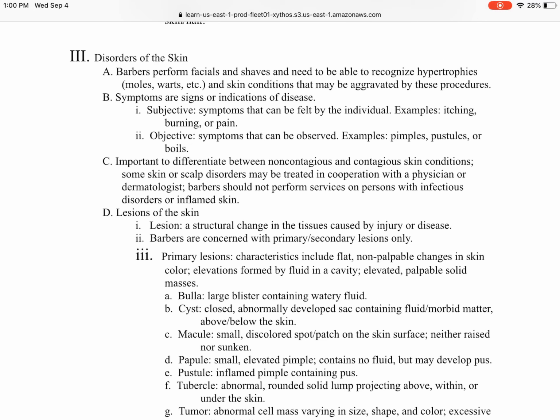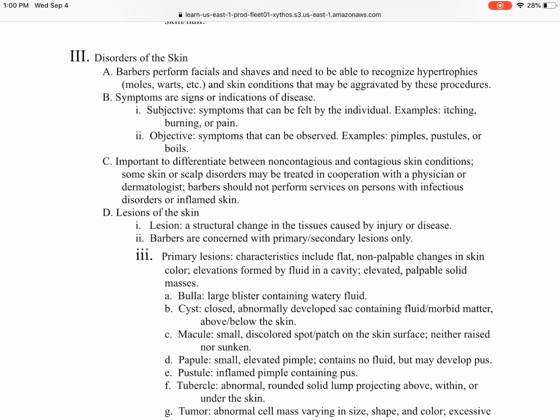Okay, let's go back here. This is week 2, lecture 1, or the third total lecture of skin disorders. Now, barbers perform facials and shaves and need to be able to recognize different hypertrophy, such as moles or warts, and skin conditions that may be aggravated by these procedures.